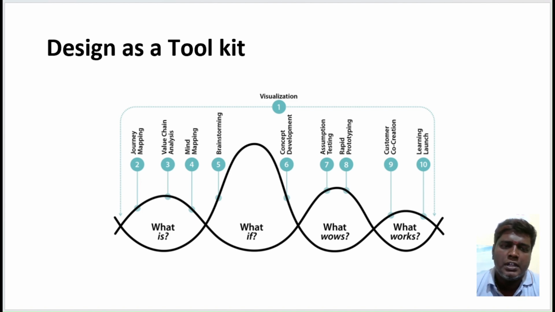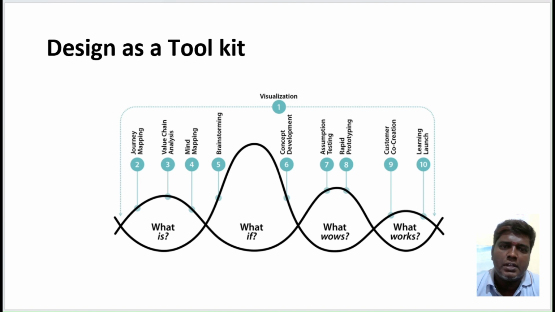So considering what is to be considered when we design, we have to create journey mapping, value chain analysis, mind mapping, and brainstorming. These are various forms of methodologies adapted to collect requirements and to develop a project. And what if is the brainstorming and the concept development. So we are going to develop the concept of the product, and it is going to be clear at this stage.